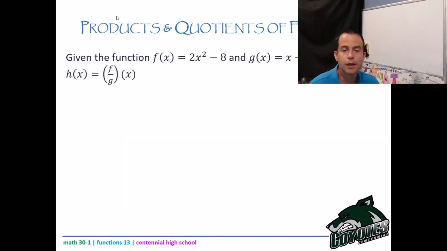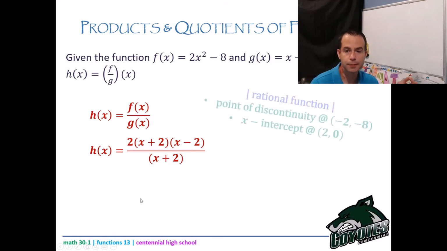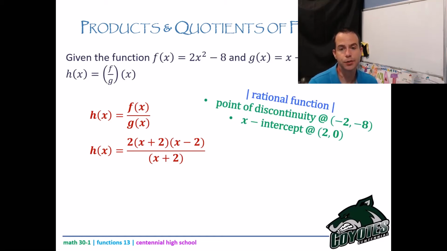Okay, now we're going to do the division. So we would end up with x plus 2 times x minus 2 and 2 on top, and x plus 2 on the bottom. So again, what does this give us? Well, it gives me a point of discontinuity at -2. That would leave me with 2 times x minus 2. But I know that x can't be -2 there, so if I plug -2 in, that would get me -4 times 2, so that would give me -8. So the point of discontinuity is at -2, -8.